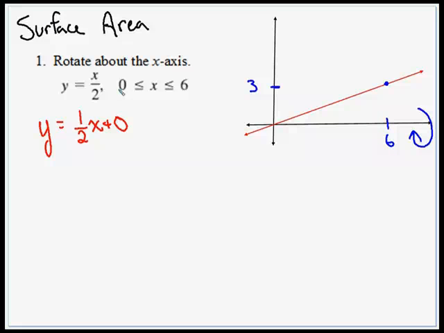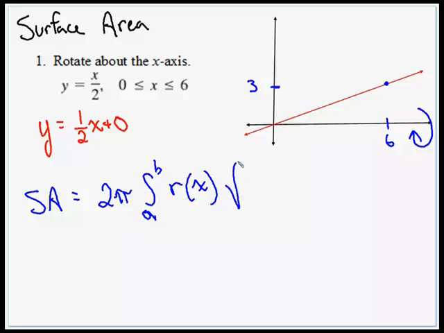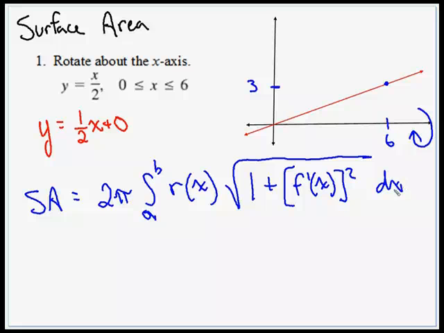Back that up a little bit. So the formula here, our surface area is going to be 2 pi integral from a to b of r of x, and then we have our radical. And under the radical is 1 plus f prime of x quantity squared dx.